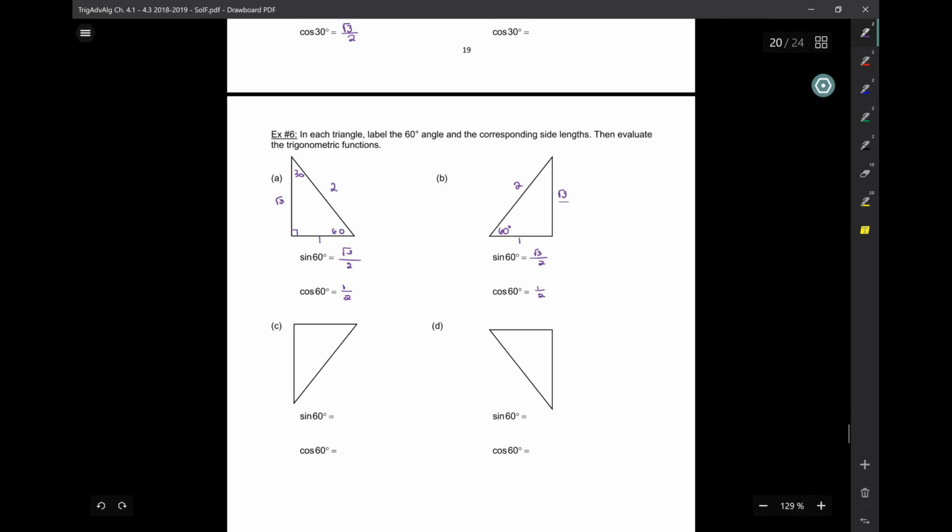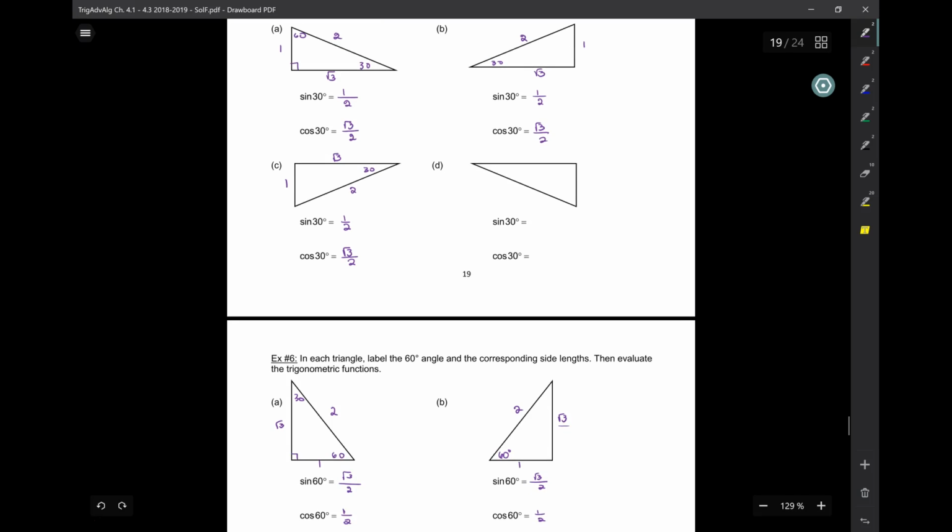Okay, why do I do this? Why have I spent this much paper and this much time doing this? Let's look at all these values now. I have sine of 30, cosine of 30, sine of 60, cosine of 60, and look at the values. It's the same values repeating over and over again. 1/2, root 3 over 2, 1/2, root 3 over 2. We haven't come up with any other values, right?